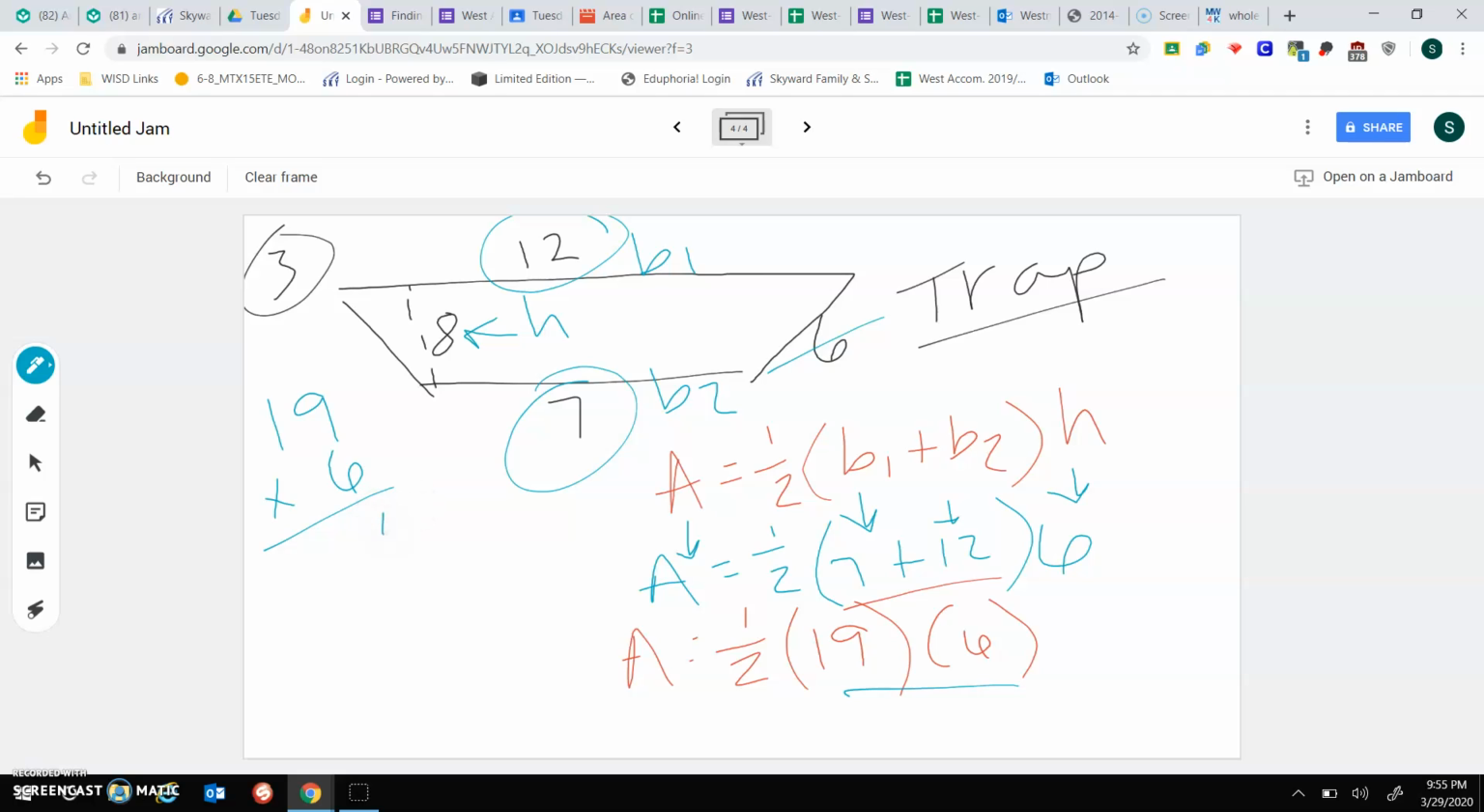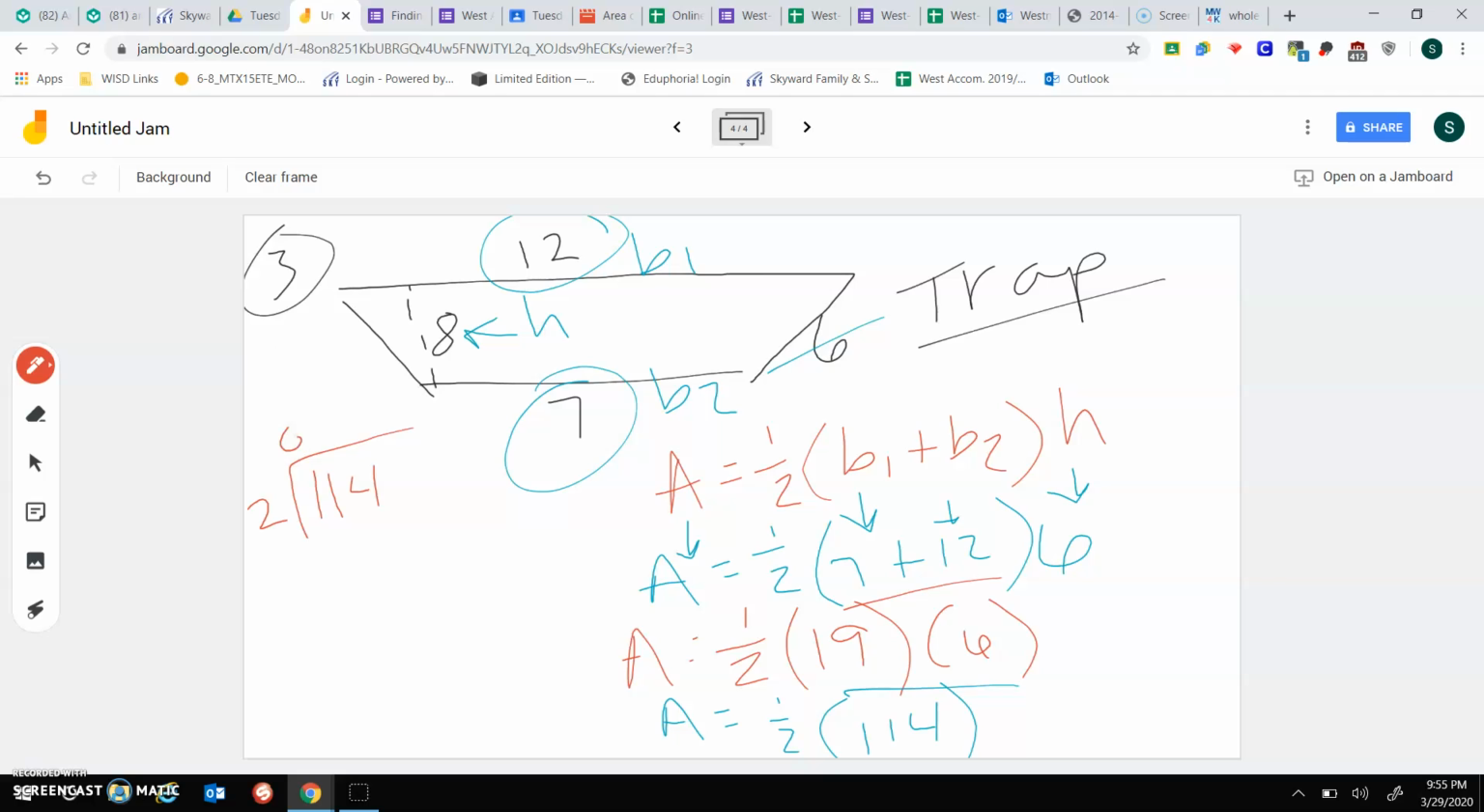6 times 9 is 54. 6 times 1 is 6, plus 5, 114. Rewrite it. That's 1/2 times 114. And now we have to take half of this. Remember, taking half of something, multiplying something by 1/2, is the same thing as dividing by 2. So I'm going to erase this over here, and I'm going to go ahead and do 114 divided by 2.